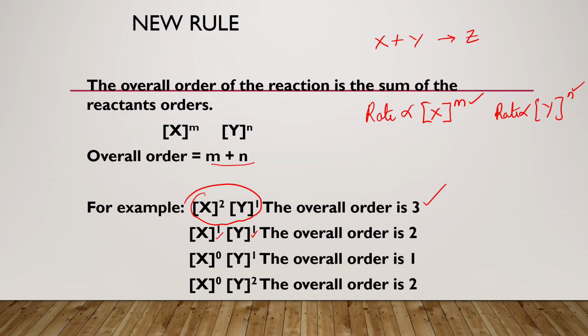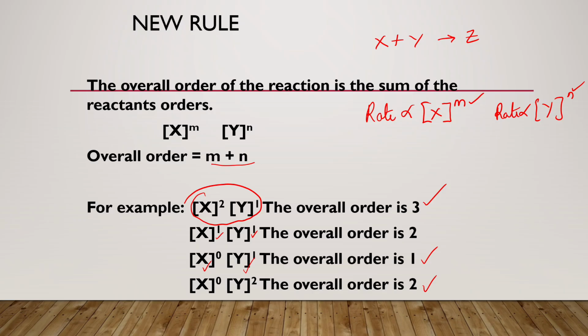So the overall order of the reaction is 2. If you had the rate independent of the concentration of X but directly proportional to Y, then the overall order becomes 1. And if we had a law stating that it was independent of the concentration of X but dependent on the concentration of Y raised to the power 2, the overall order again became 2. So you can see here that there are a number of ways to get an overall order.